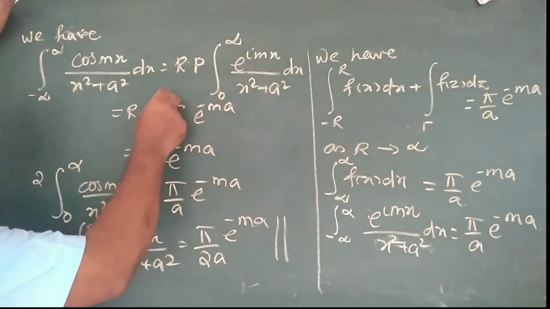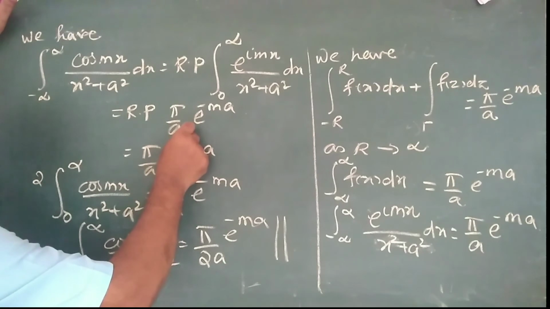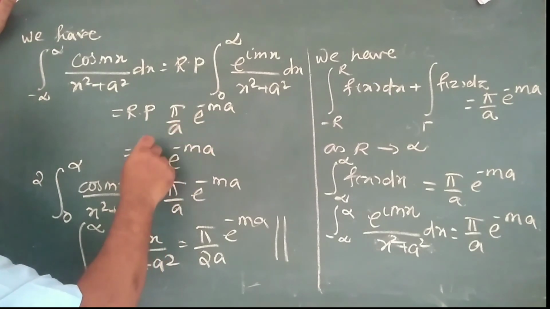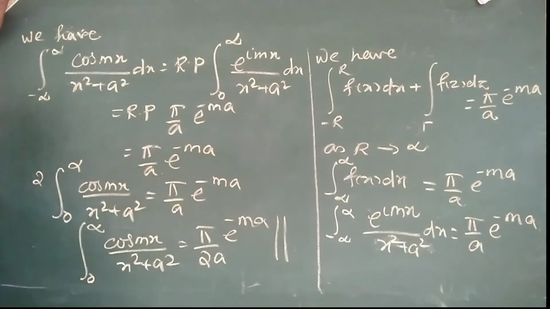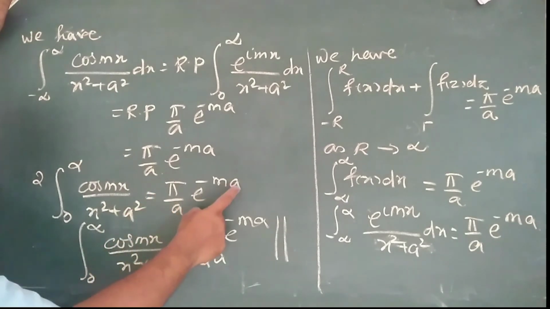But this is fully real part, there is no imaginary term, therefore the answer is equal to pi by a into e raised to minus ma. But we need an integral value from 0 to infinity only, and cos theta is an even function, so the whole function is an even function, so this can be written as 2 into the integral from 0 to infinity, and this full value is equal to pi by a into e raised to minus ma.